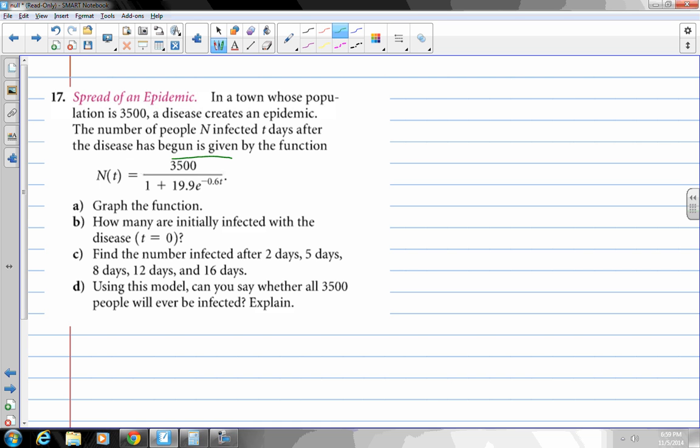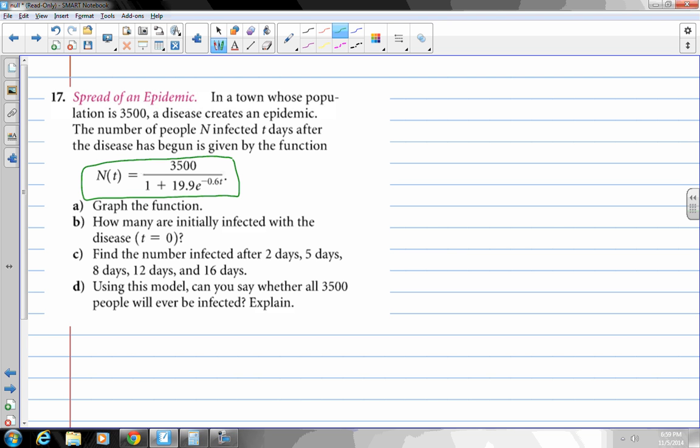But there are some other exponential models out there. This is called a logistic model. We don't need to know what it is. Usually, it's given to you. So I'm going to do a few problems where the model is just presented to you. We just have to be able to solve equations. So that's an epidemic model.